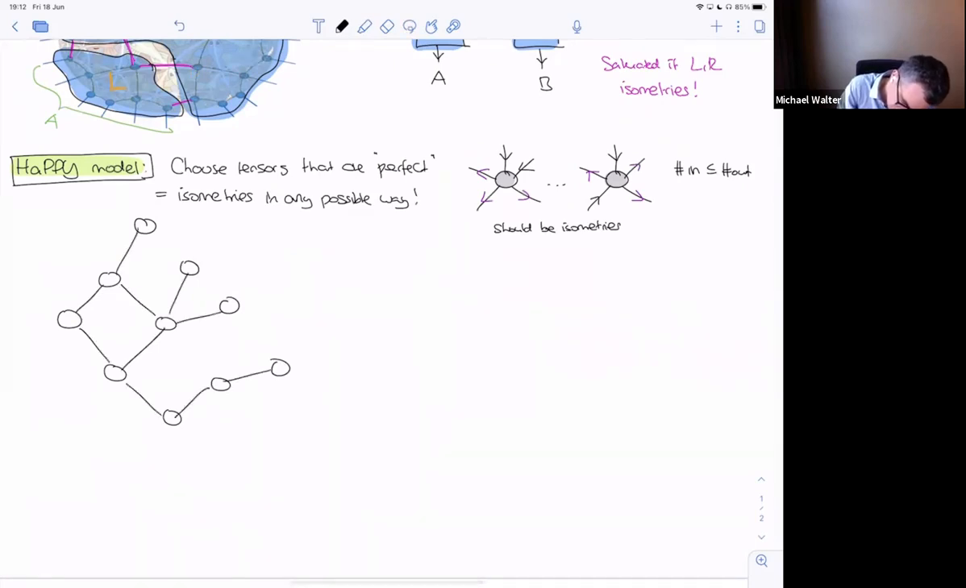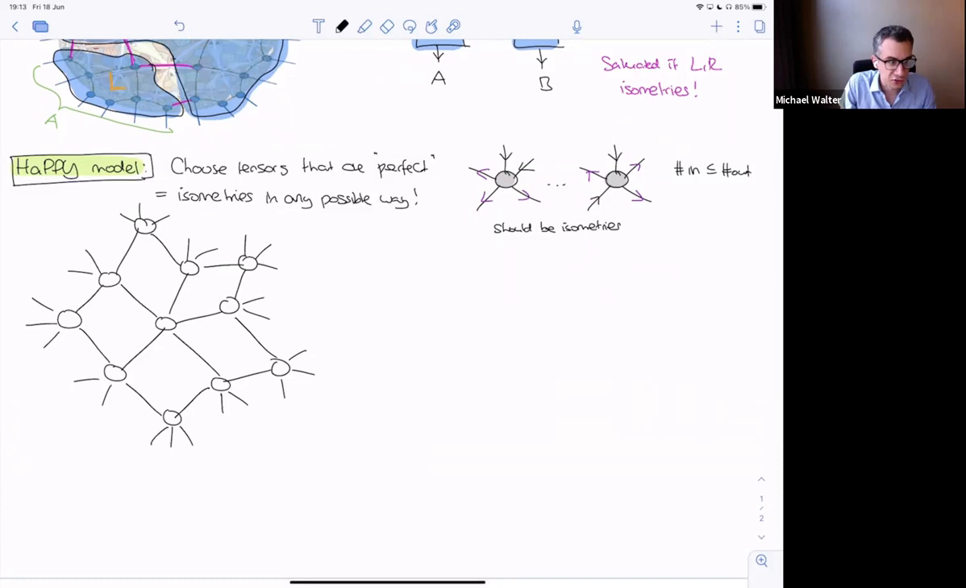Let's see, maybe like so, and maybe they all have 5 legs, hopefully. Sorry, all the pictures will again be in my write-up. Okay, so hopefully now all of them have, say, 3, have the same number of legs.